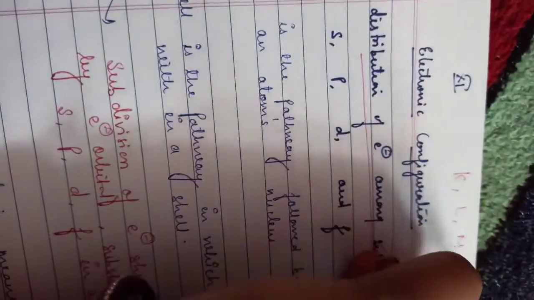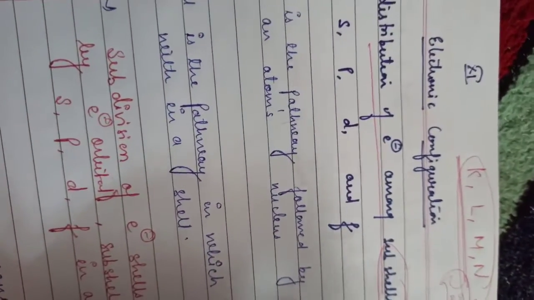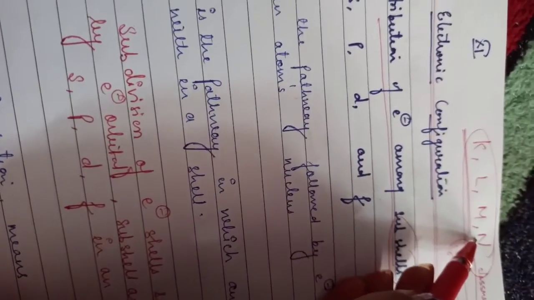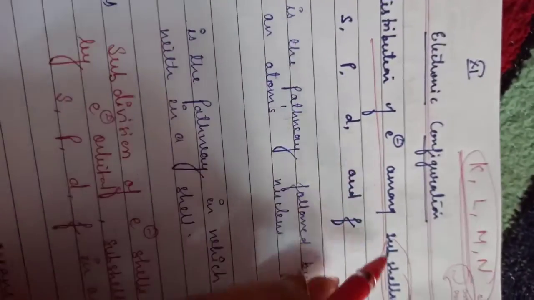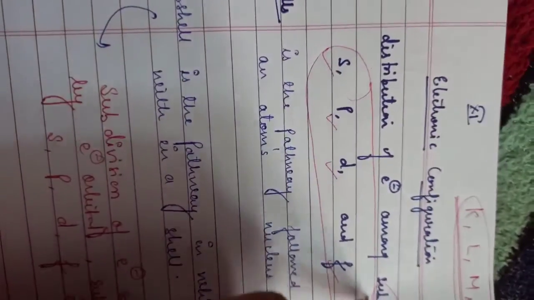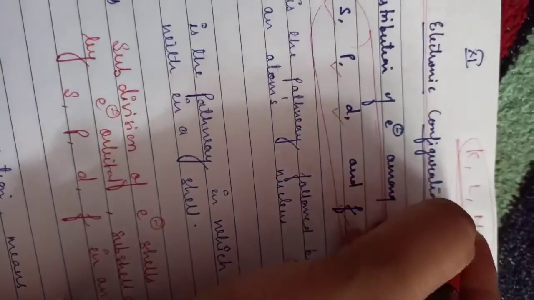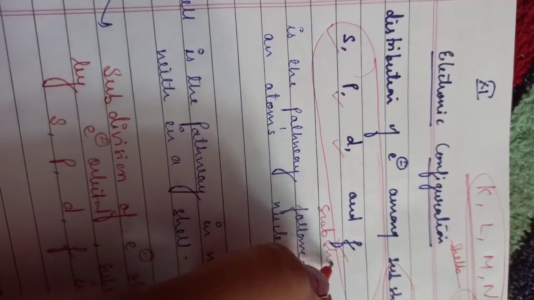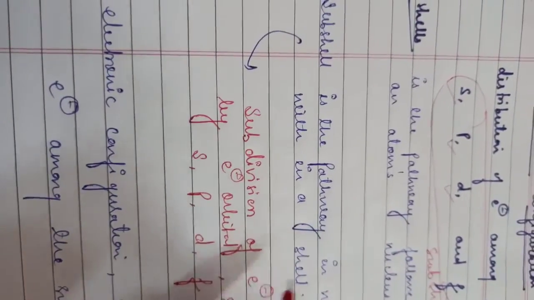Children, you know what are shell? K, L, M and N. The electron which is revolving around the nucleus in a particular path, that path is called shell. So this K, L, M and N are shell. So distribution of electron among subshell is called electronic configuration. And these subshell are S, P, D and F. These are the subshells, and this K, L, M, N are the shells. Okay. So now let us see first the difference between shell and subshell.